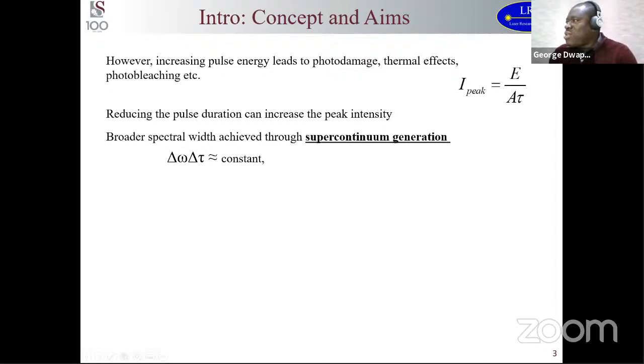But then again, if you now decrease the pulse duration of your laser, then for even smaller pulse energies, you can have higher peak intensities. And it's these peak intensities that drive the nonlinear responses. Now, if we look at the uncertainty principle between the spectral bandwidth and the pulse duration, realize that if you have a broader spectral width, then you are better off having a shorter pulse duration. So spectral broadening can be achieved with supercontinuum generation, as briefly mentioned by Ruwan.